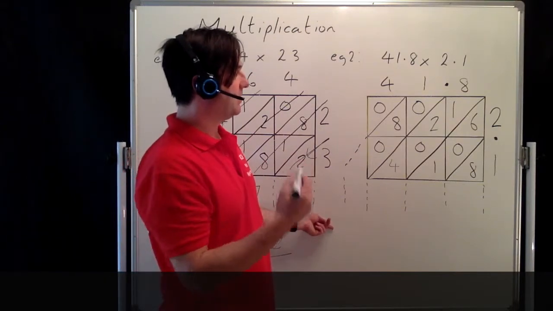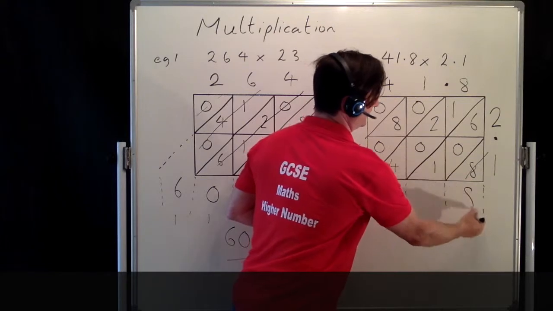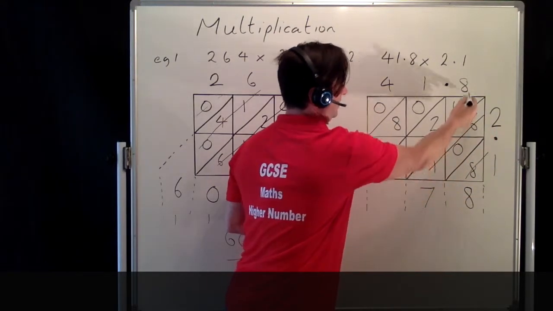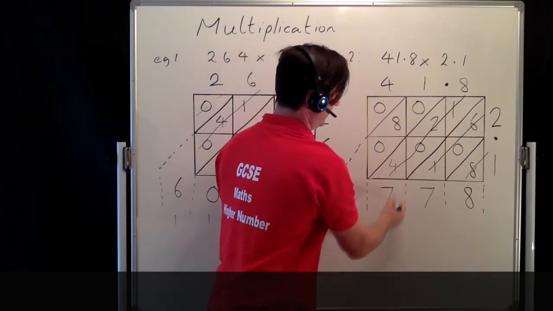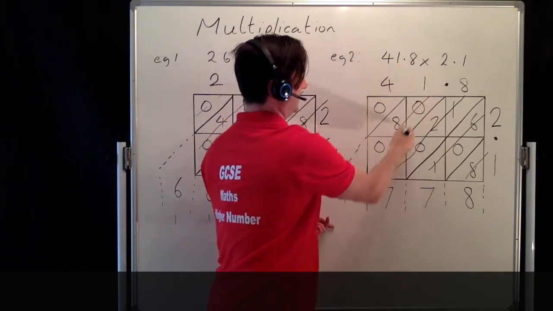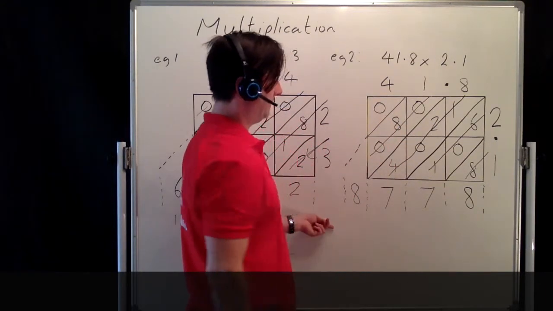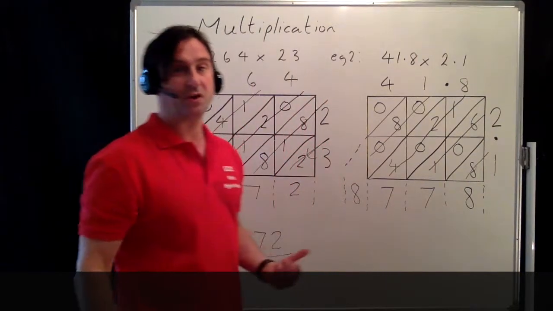And again, we're going to add these diagonal columns. 8, 6 add 1 is 7, 1 add 2 is 3, add the 4 gives me 7 again. And then in this one, all we've got is the 8, and again we've got a 0 in there. Our answer, 8778. Now, where does the decimal go?